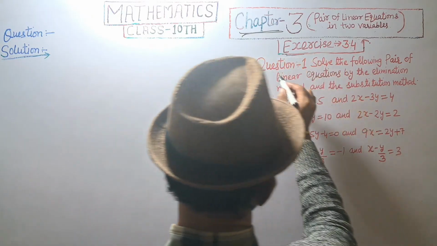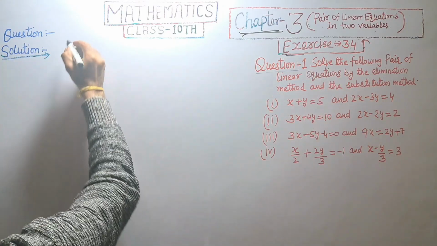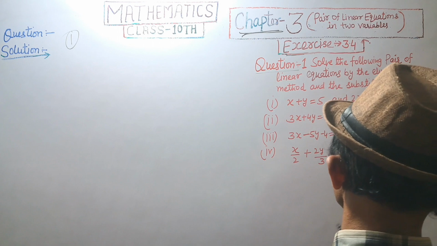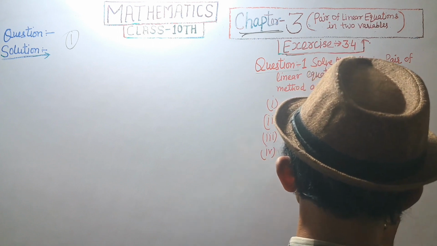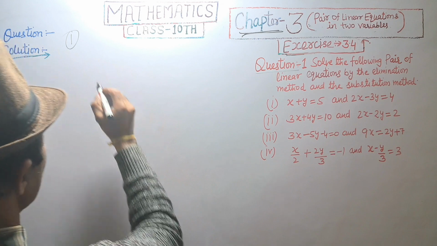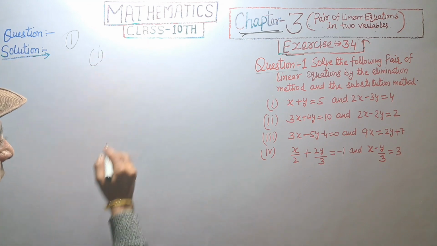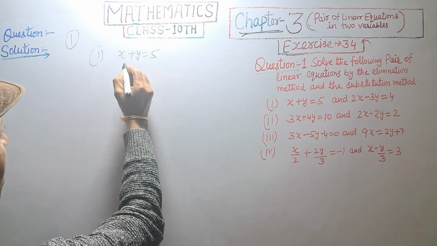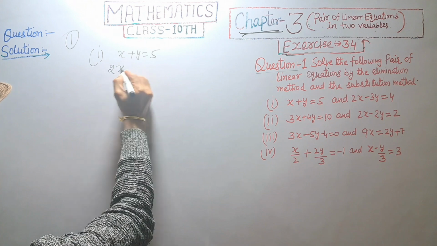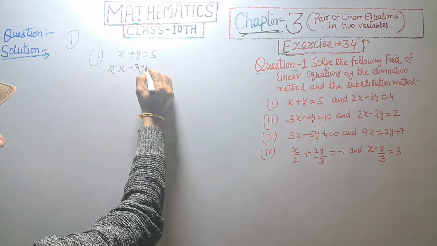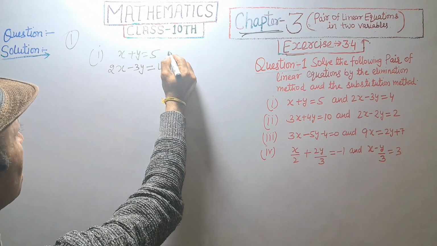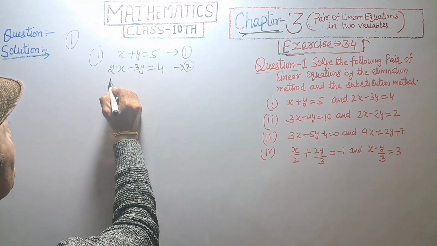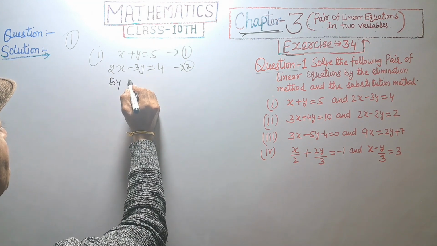Exercise 3.4, question number first. Solve the following pair of linear equations by elimination method and substitution method. First part, we have x plus y is equal to 5 and 2x minus 3y is equal to 4. Equation first and equation second, by elimination method.